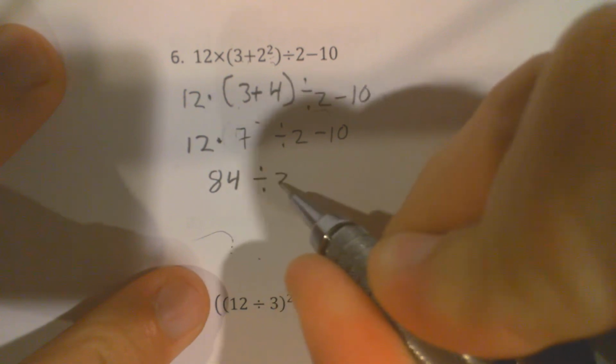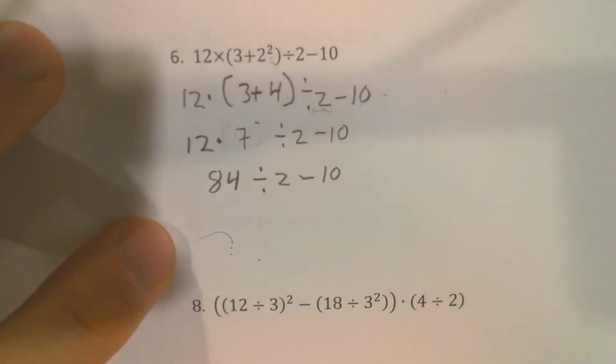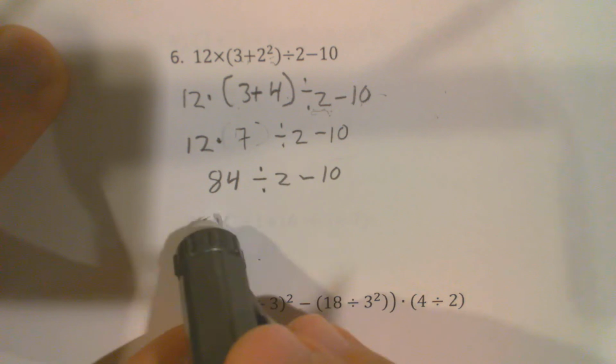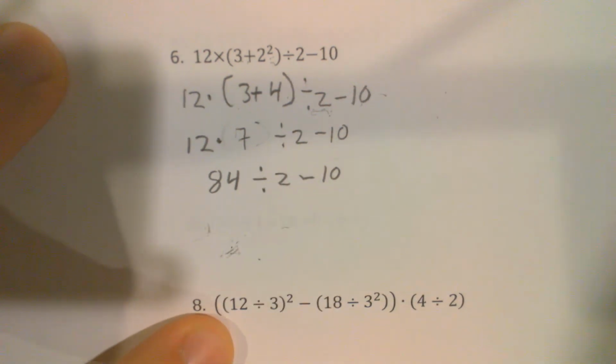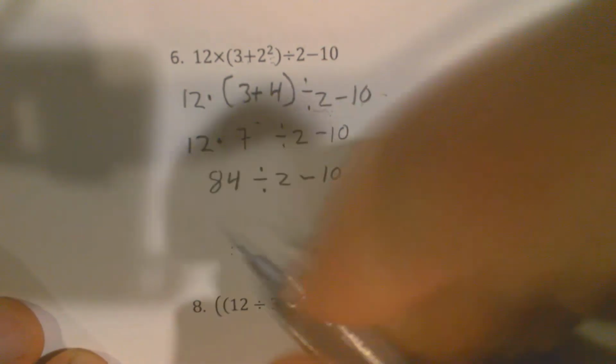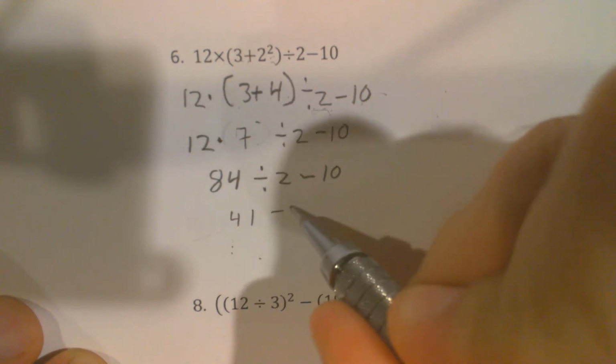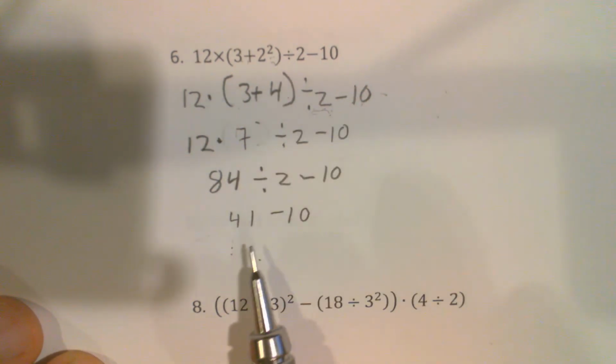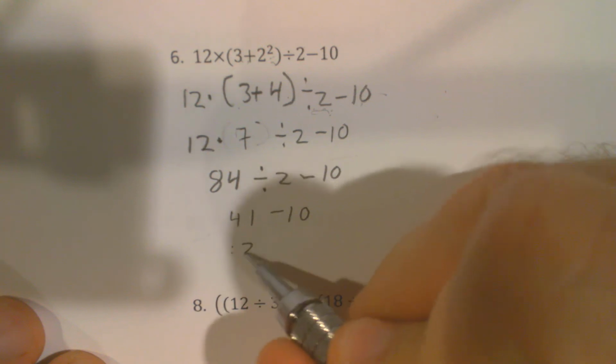Carry everything down. 84 divided by 2 will give us 41. And then finally, 41 minus 10 gives us 31.